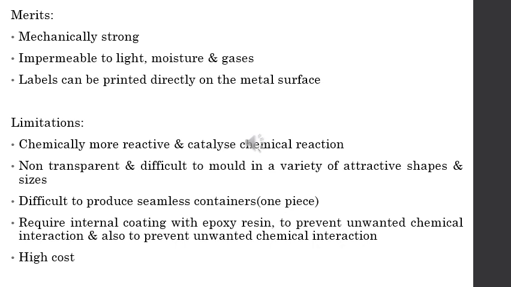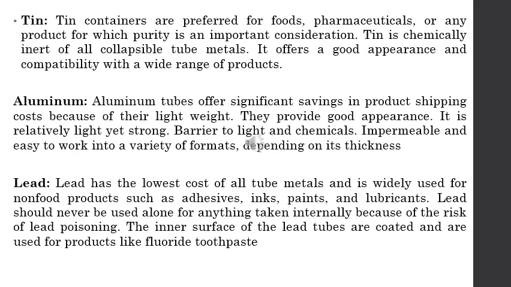The next disadvantage is that it requires internal coating if we want to prevent interaction between the product and the container. Generally the coating is of epoxy resin. And last, the cost is high. The first metal is tin. Tin is generally preferred for food and pharmaceutical products, for which purity is an important consideration. Tin is generally used for preparing collapsible tubes, and it offers good appearance and compatibility with a wide range of products.